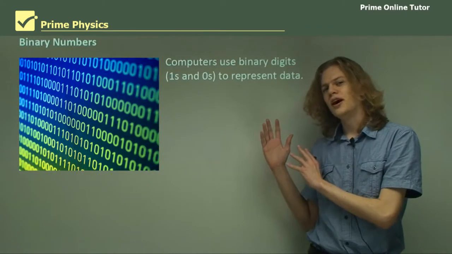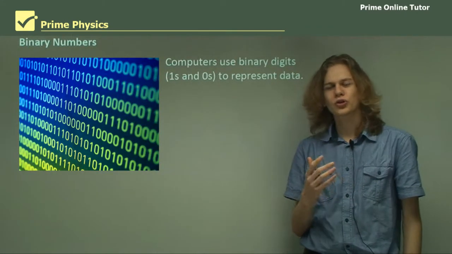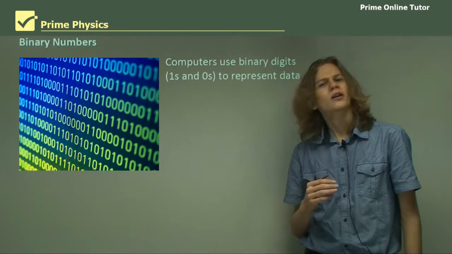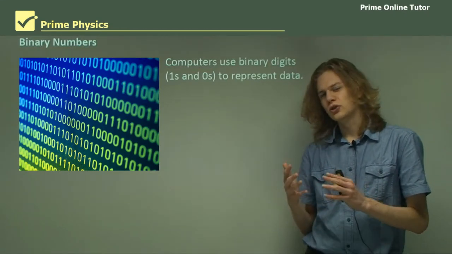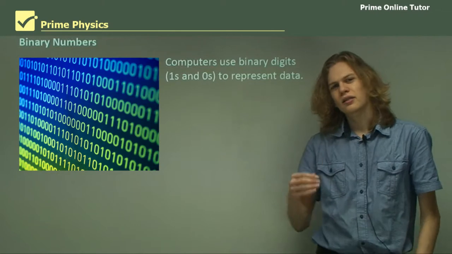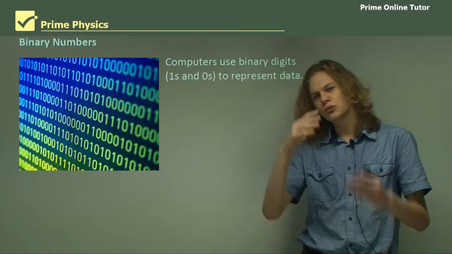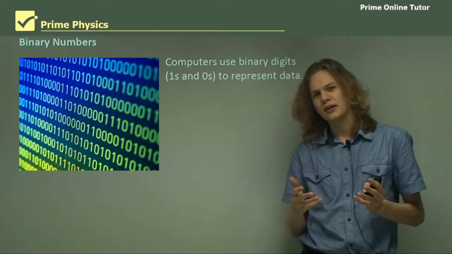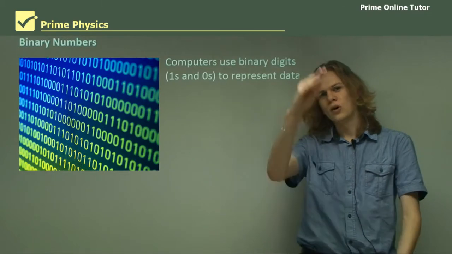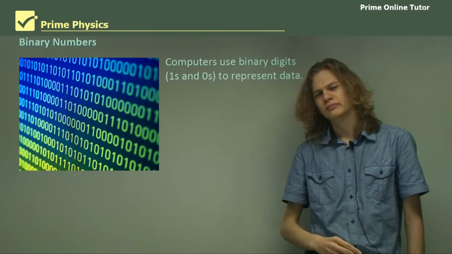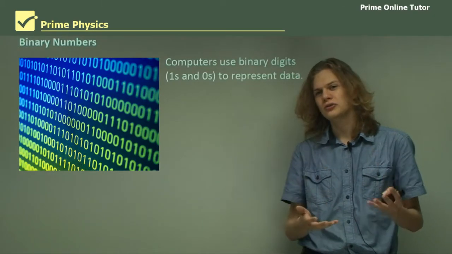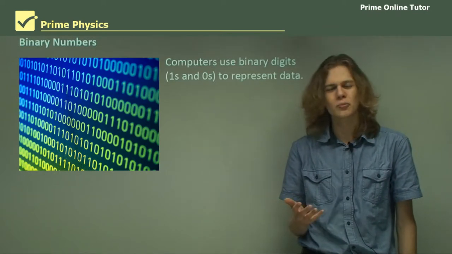So computers use binary digits, that is ones and zeros, to read data, right? But in the digital recordings that I showed you before, there were a whole number of different levels that the data could be at. It wasn't just ones and zeros, right? There weren't just two values. There were about, you know, 16 of them or something like that.